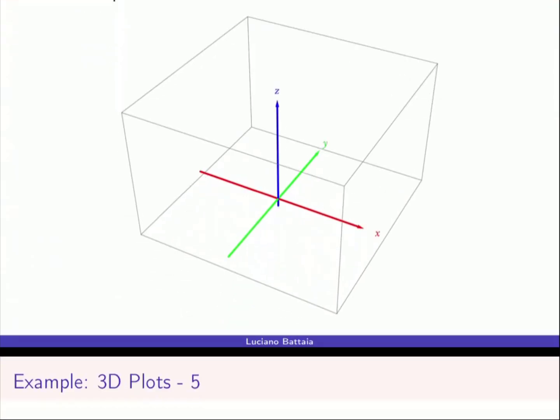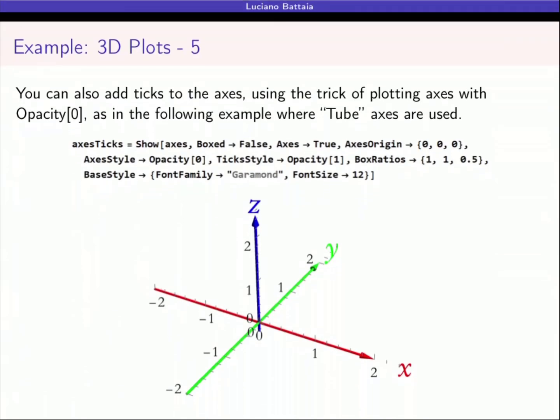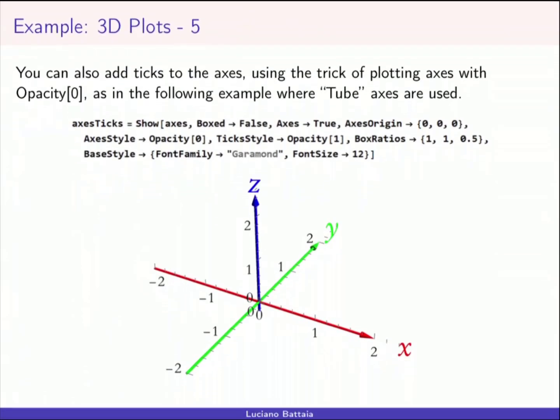Now you can plot also the ticks to the axis. To plot the ticks, I use the trick of plotting axis without any opacity, so with opacity 0, as in the following example, where I have used tube axis. There is a superposition, in fact, of the tube axis and the ticks axis, with opacity 0.